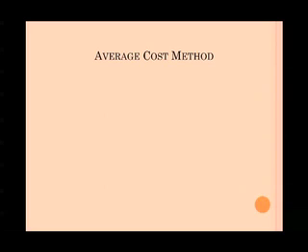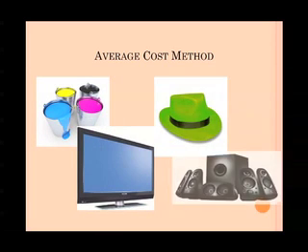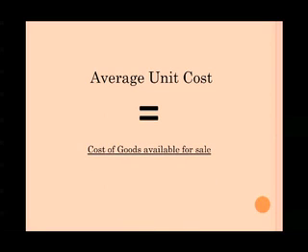The average cost method is based on the average cost of all inventory items available for sale during the period. It requires the following calculation. The average cost equals cost of goods available for sale over the number of units available for sale.